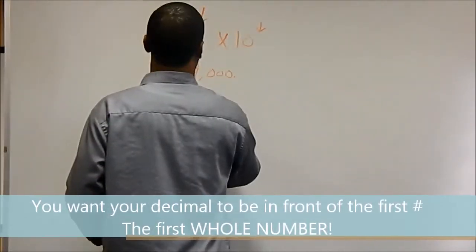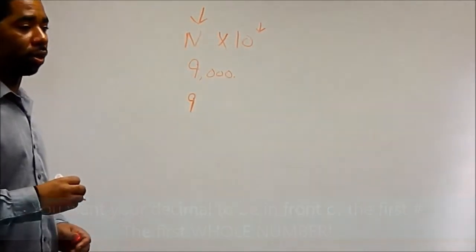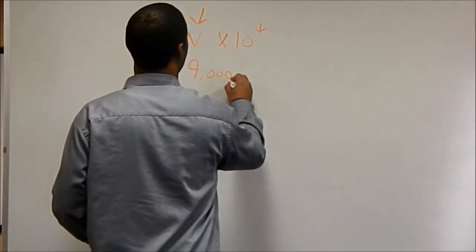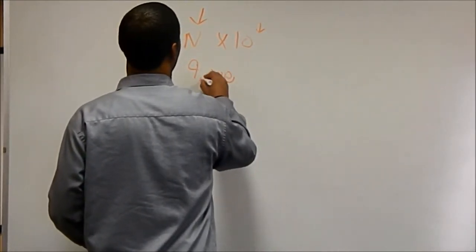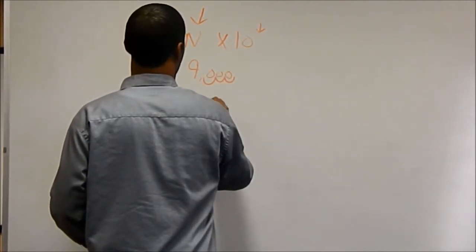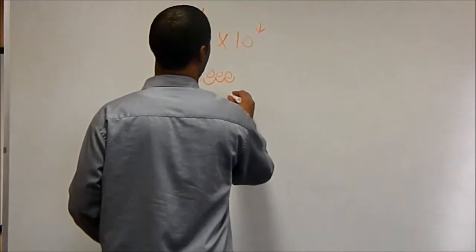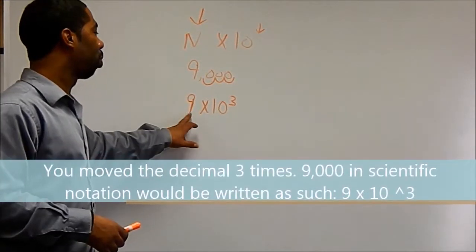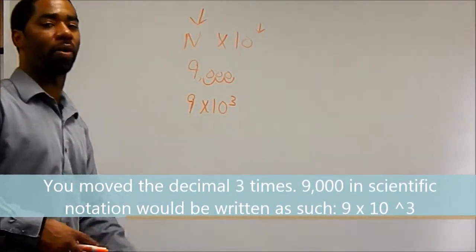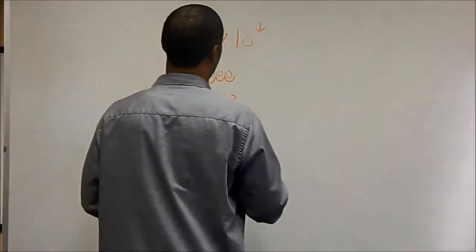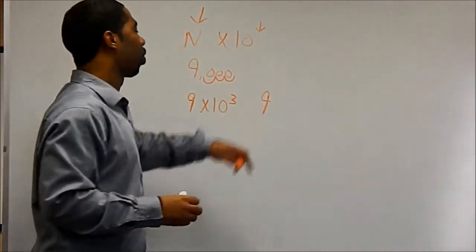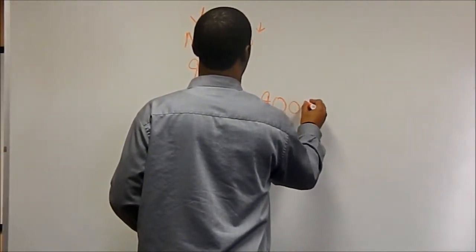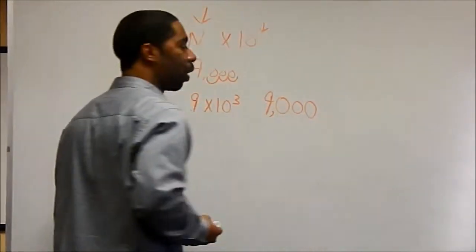So the first thing I'm going to do is put the number 9. And when I say the first number, I mean the first whole number, the number 9. However many times I move this decimal, that's 1, 2, 3. That's going to be my exponent. So 9,000 in scientific notation would be 9 times 10 to the third power. Another way to write this is 9 and 10 to the third power, meaning that I add 1, 2, 3 zeros, and I get 9,000.